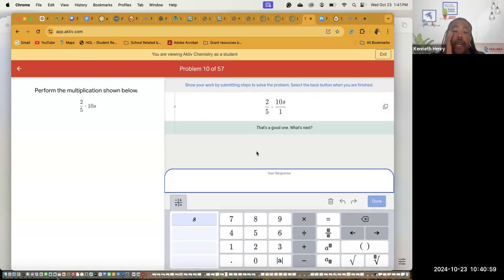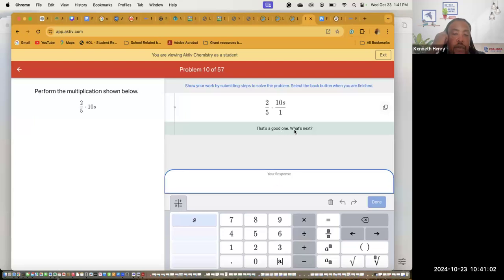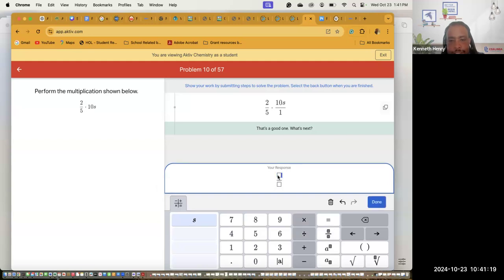Okay. So now that I did that, it says, okay, so that's a good one. What's next? So then we know that the 5 is going to be able to cancel out to the 10. So then I could have 2 and then over 1 times, because the 5 is going to cancel that out. And then that'll be 2s.